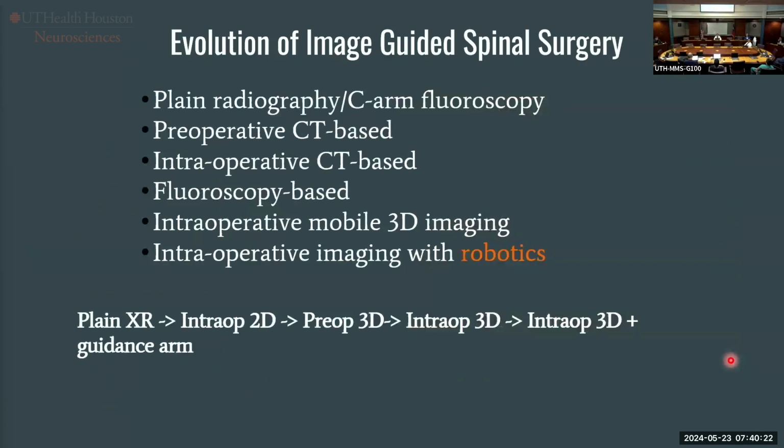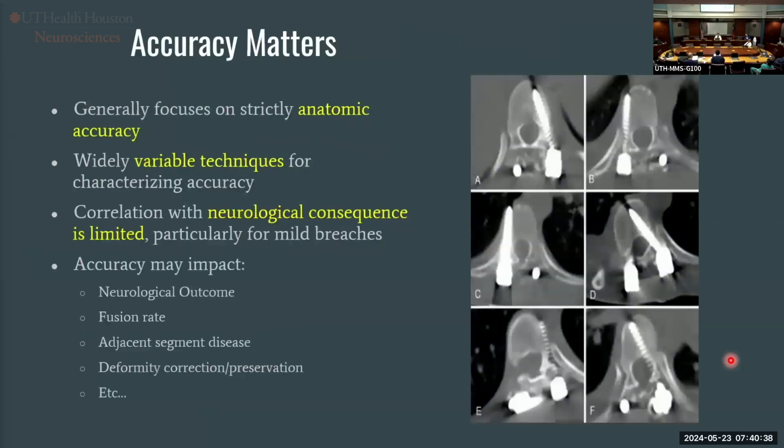There's been an evolution of image-guided spinal surgery that has led us to robotics. We've gone from plain films that are developed in the OR in real time to very high-resolution 3D imaging systems that can now be paired with robotic arms. So accuracy matters, and that's where the importance of navigation and robotics comes in.